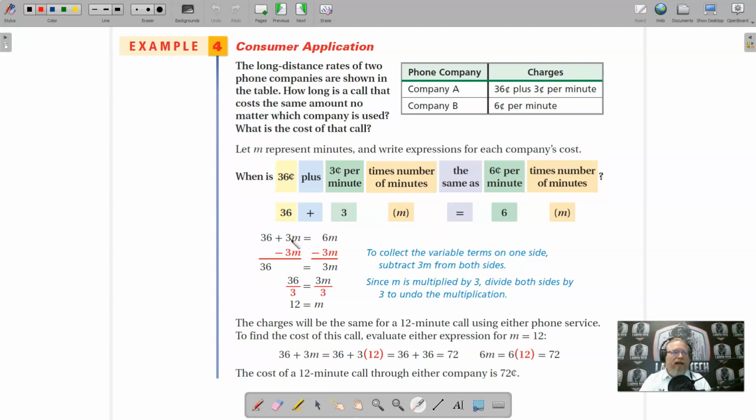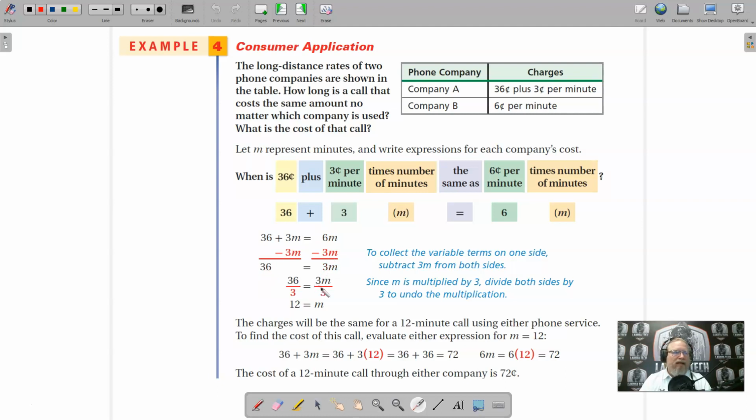Well, if we subtract 3M from each side, that's going to give us a positive M over here, 3M. But if we were to subtract 6M from each side, then we end up with a negative 3M over here. And we don't want to do that. We want to keep it positive. So let's go ahead and subtract 3M from each side. On the left, the 3M's are eliminated, and we just have the 36. 6 minus 3 is 3, so we have 3M on the right.